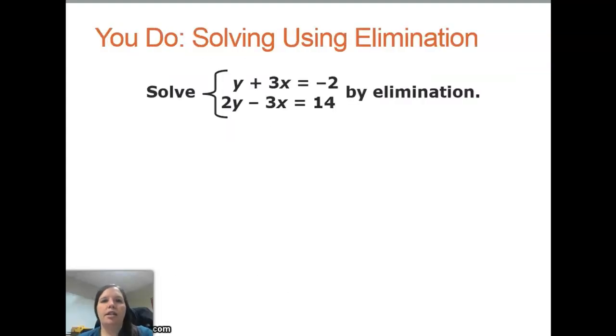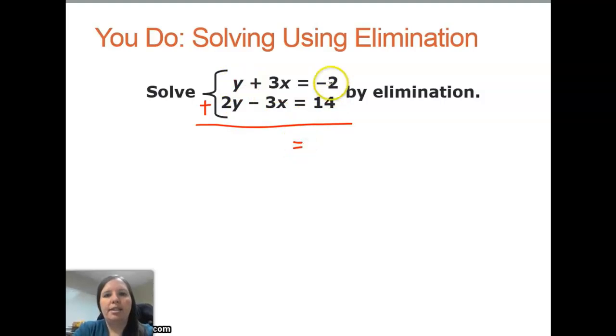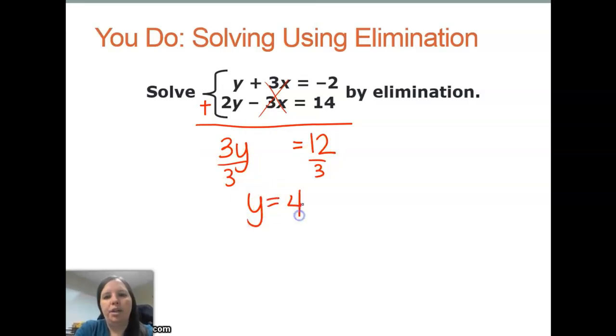So let's take a minute. Why don't you try this equation, solve it using elimination. So pause, and here we go. I'm going to take the two equations and combine them by addition. My equal sign stays in the same place, -2 and 14 gives me 12. When I add them, 2y and y is 3y. 3x and -3x cancel out. So I'm left with 3y equals 12, which is an easy equation to solve for the value of y.